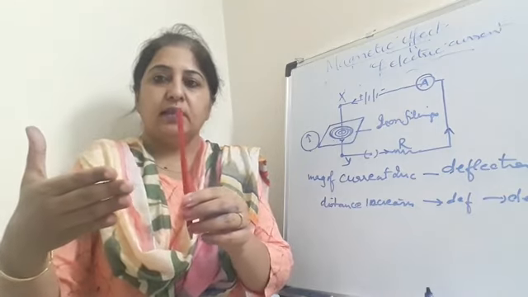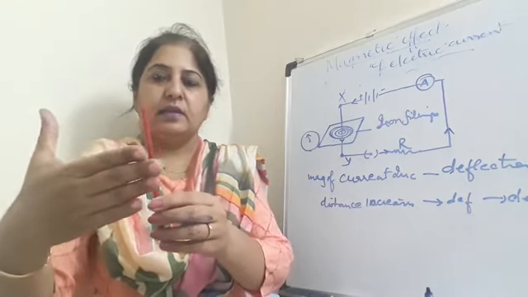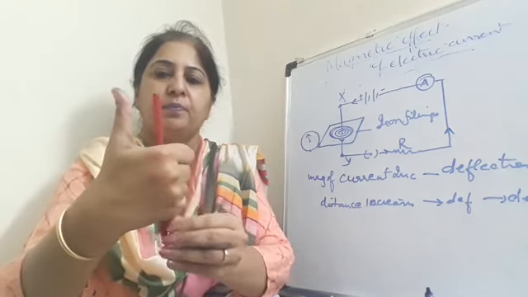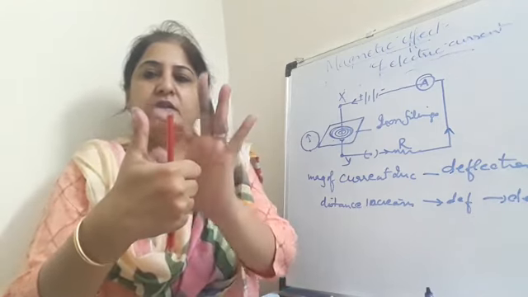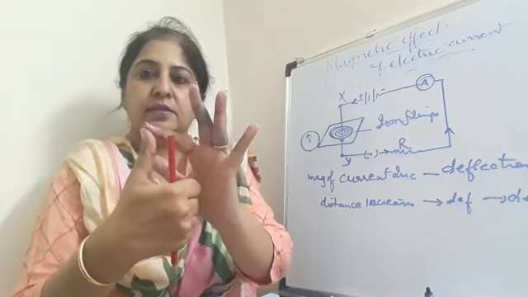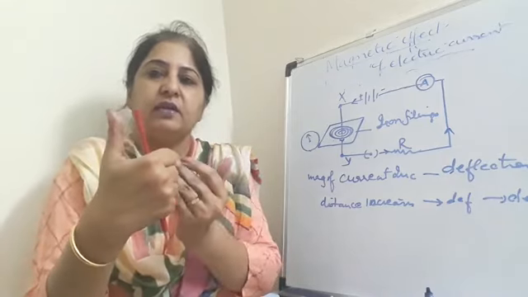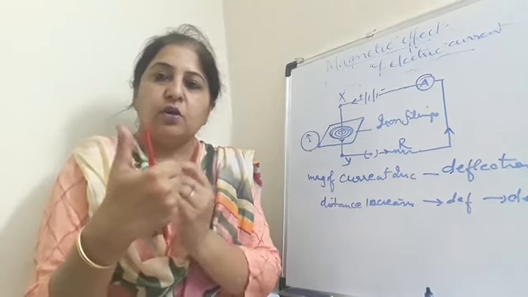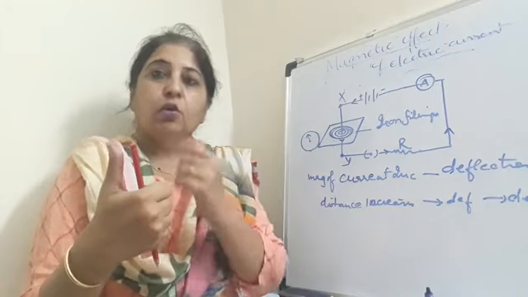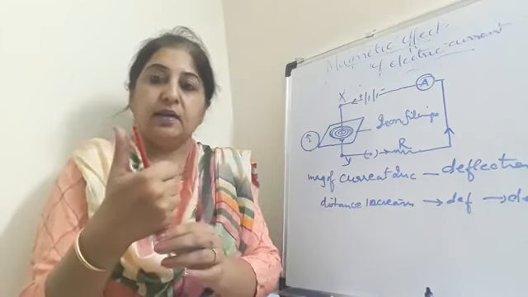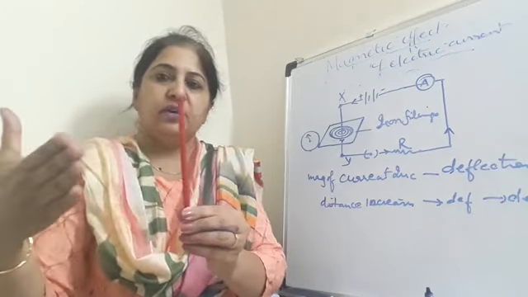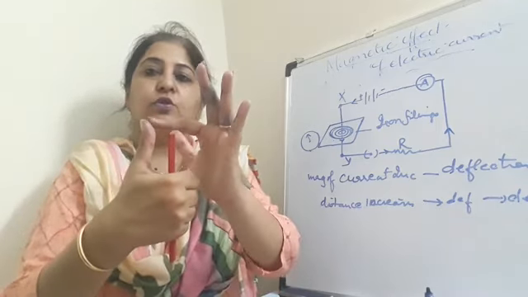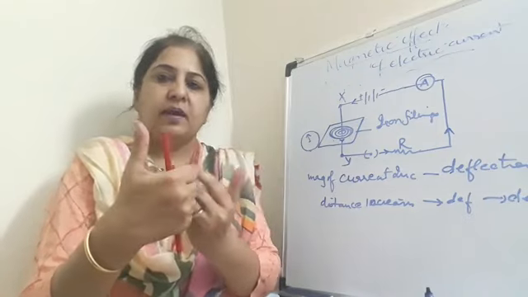So if I hold this with my right hand like this, what will happen? My thumb will point the direction of the current and these curved fingers will show the direction of the magnetic field. So this is called the right hand thumb rule. Now I can also hold this conductor in the other way. This was the first way as I did it, right? So the thumb shows the current and this shows the magnetic field.